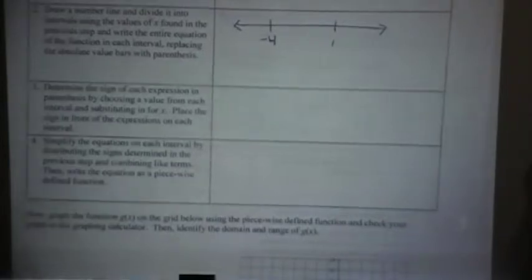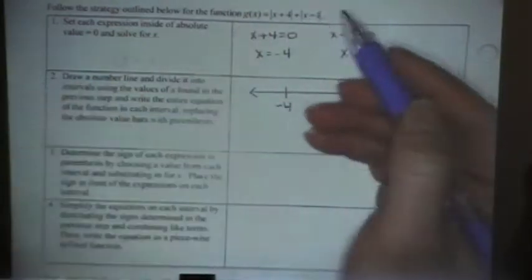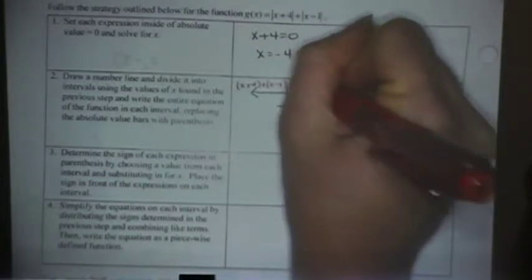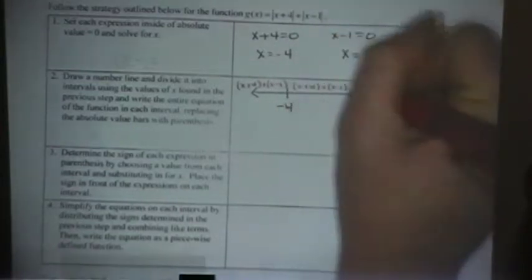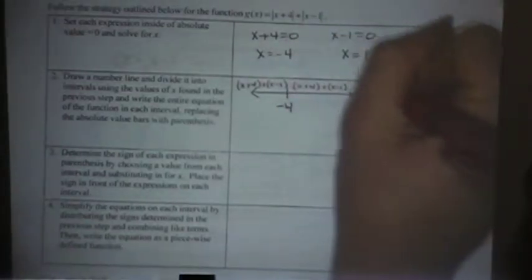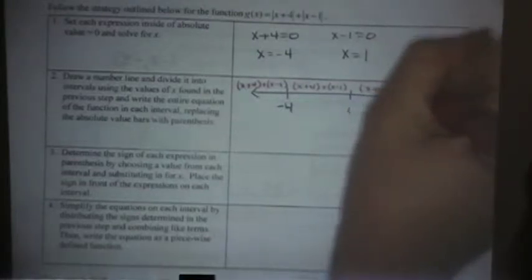I need to rewrite the expression in all 3 places, taking off the bars and putting instead parentheses. So I'm going to have on the left x plus 4 plus x minus 1. In the middle, x plus 4 plus x minus 1. And on the right-hand side, x plus 4 plus x minus 1.